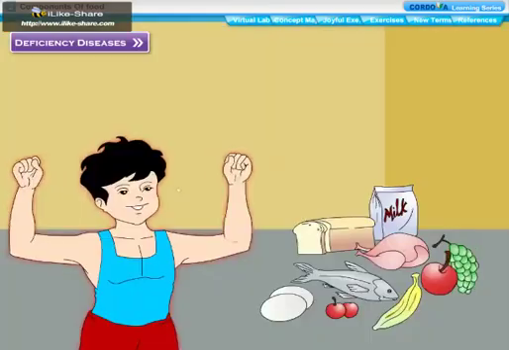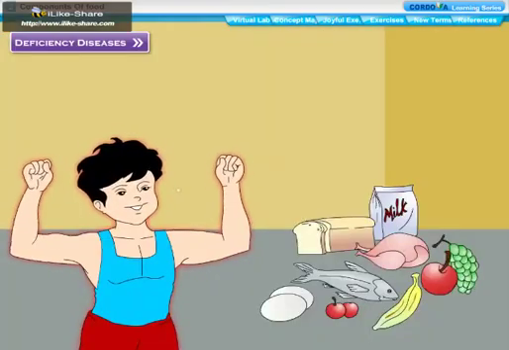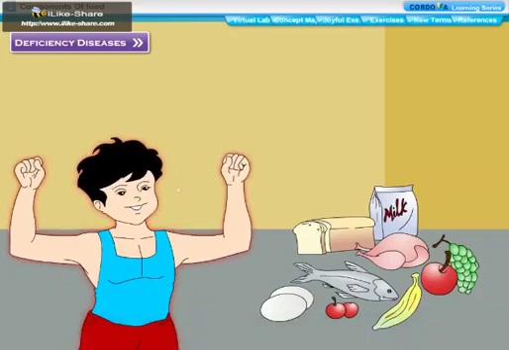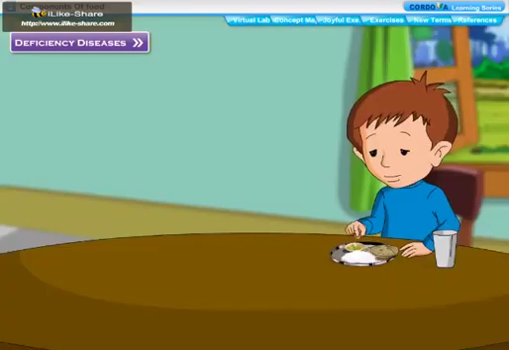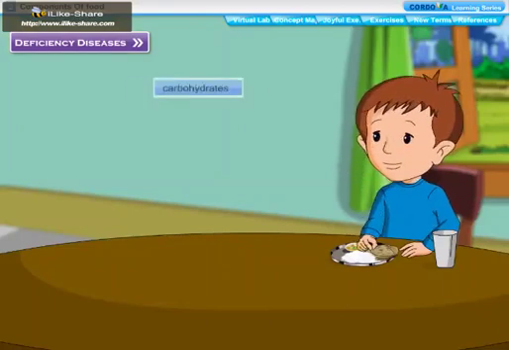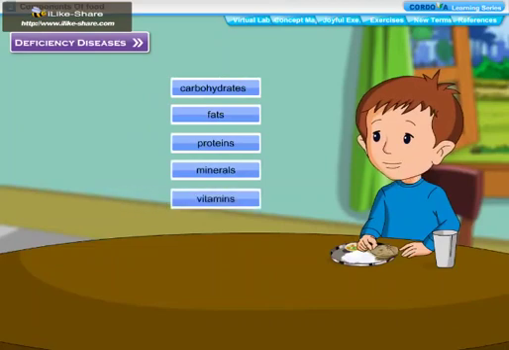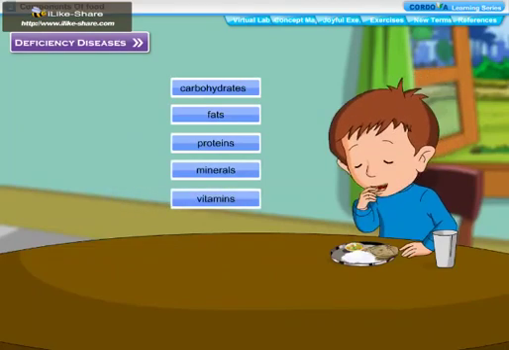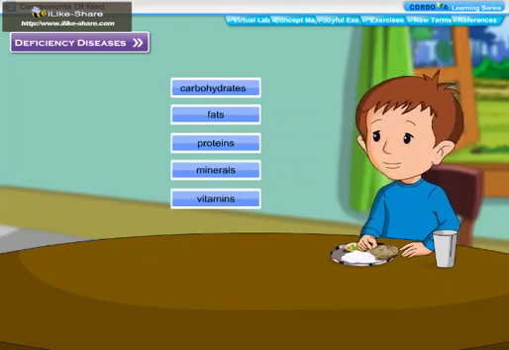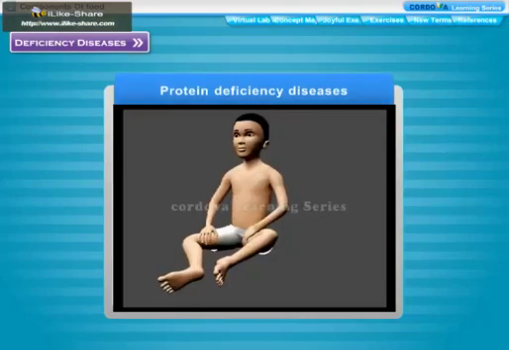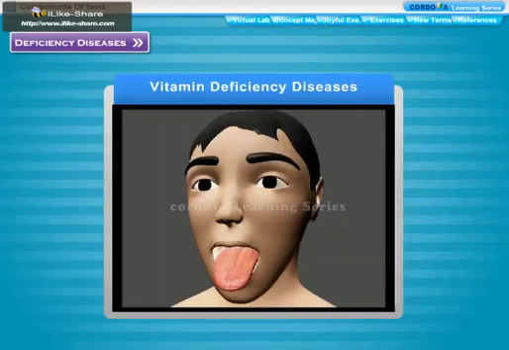Deficiency diseases. We need to eat a balanced diet for our proper growth and development. If any of the nutrients is less than the required amount in the diet, it causes a disease. A disease that is caused due to the lack of carbohydrates, fats, proteins, minerals and vitamins in our diet is called deficiency disease. Deficiency diseases are of the following 3 types: protein deficiency diseases, vitamin deficiency diseases, mineral deficiency diseases.